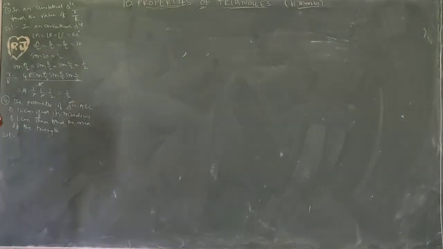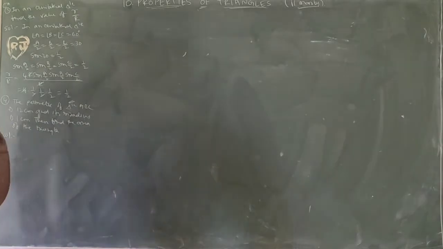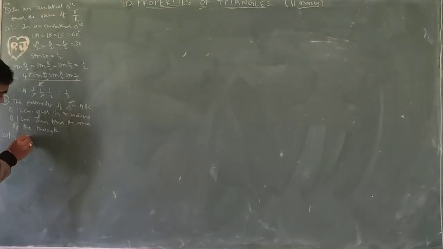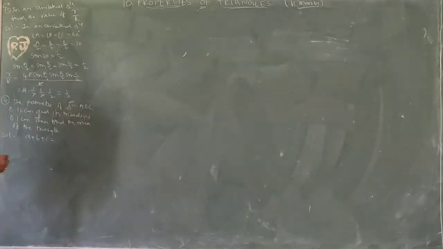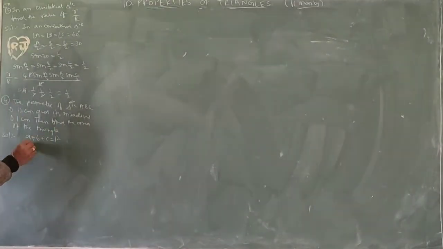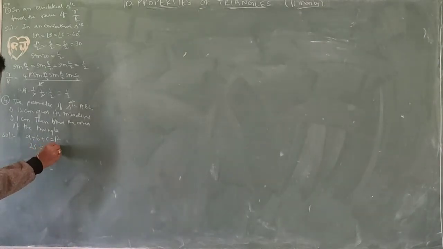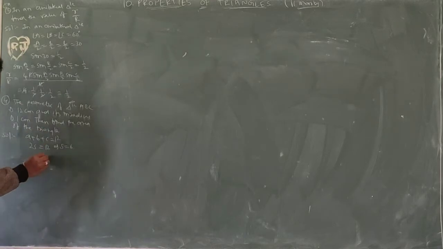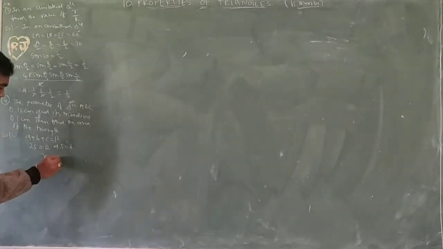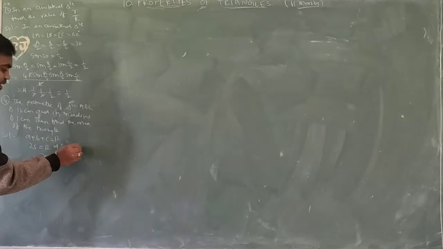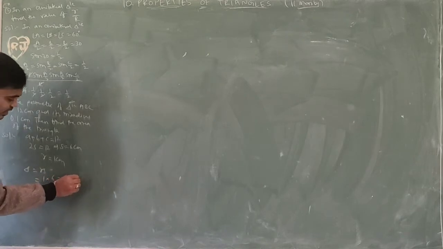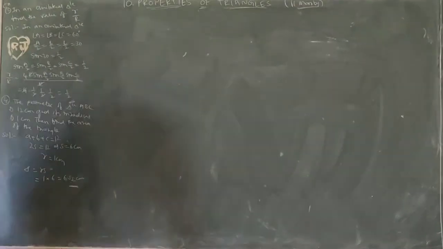Solution. Perimeter is nothing but the sum of all the sides, a plus b plus c, which is equal to 12. A plus b plus c is 2s, so 2s equals 12. S equals half of 12, which is 6. Next, inradius small r is given as 1 centimeter. Area delta equals r into s, which is 1 into 6 equals 6 square centimeters. So this is the answer.